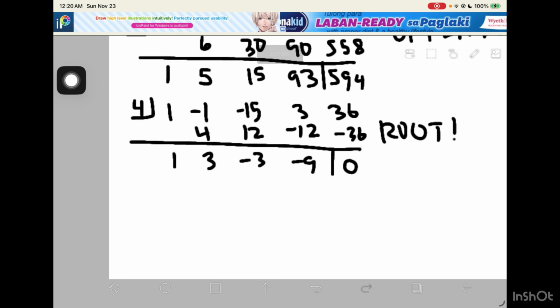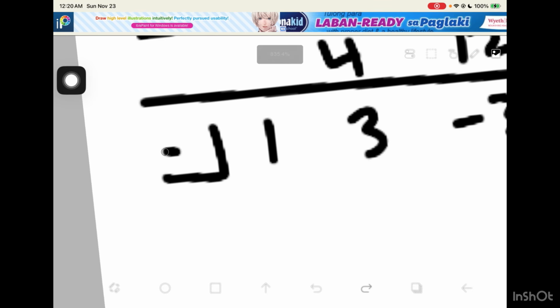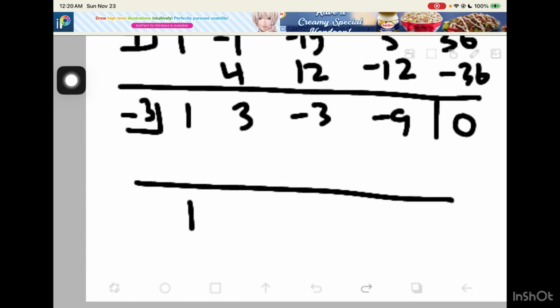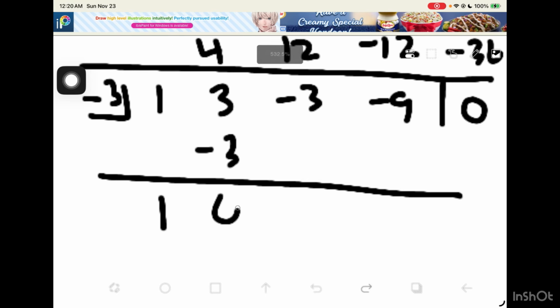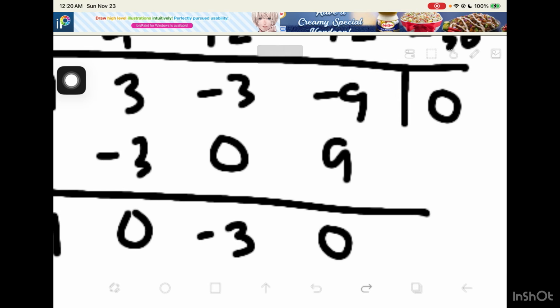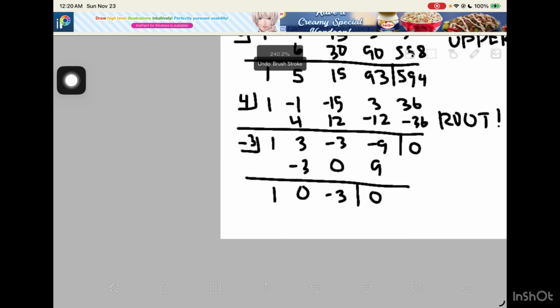Now, we can just use this smaller expression to find the other roots. Let's try to use negative 3. When you use negative 3, 1 times negative 3 is negative 3. This becomes 0. 0 times negative 3 is 0. This becomes negative 3. And then this one becomes 9, 0. Okay, we have a quadratic already.